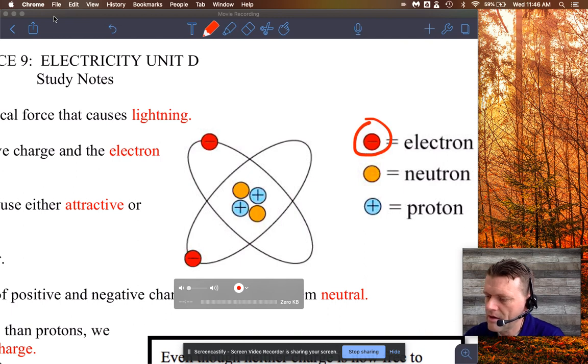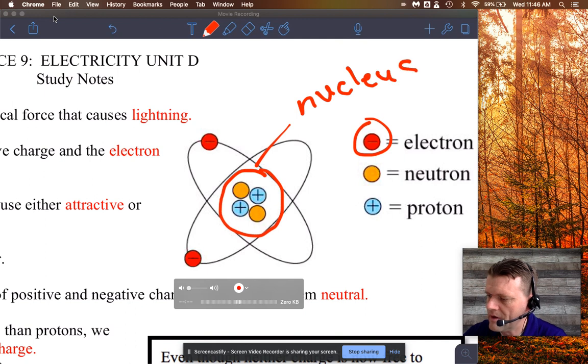And they basically whiz around what's called the nucleus of an atom. I know that's not on here, but I think you guys have heard that term before. The nucleus is where the neutrons, which are neutral, they don't have a charge, and the protons reside. Okay. Now, when we're talking about electricity, we're really going to talk about the movement of the electrons.